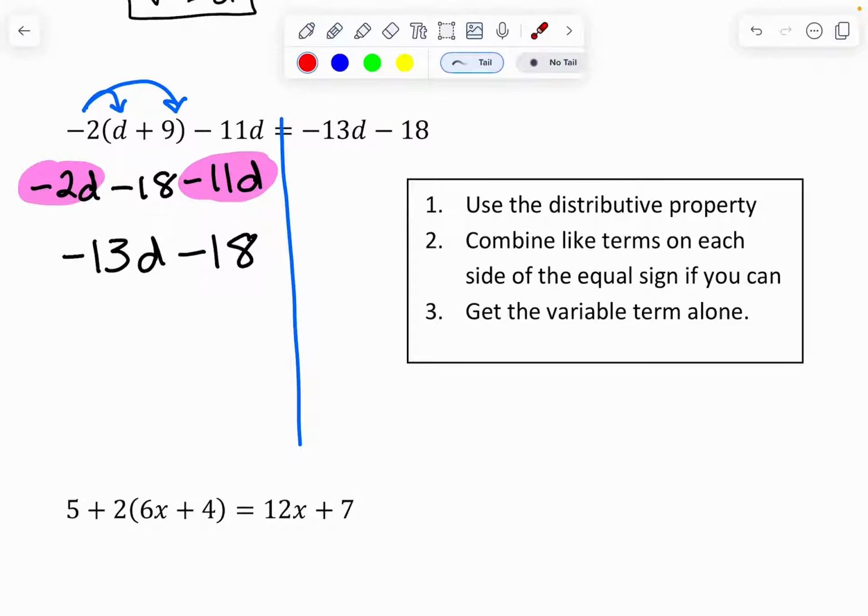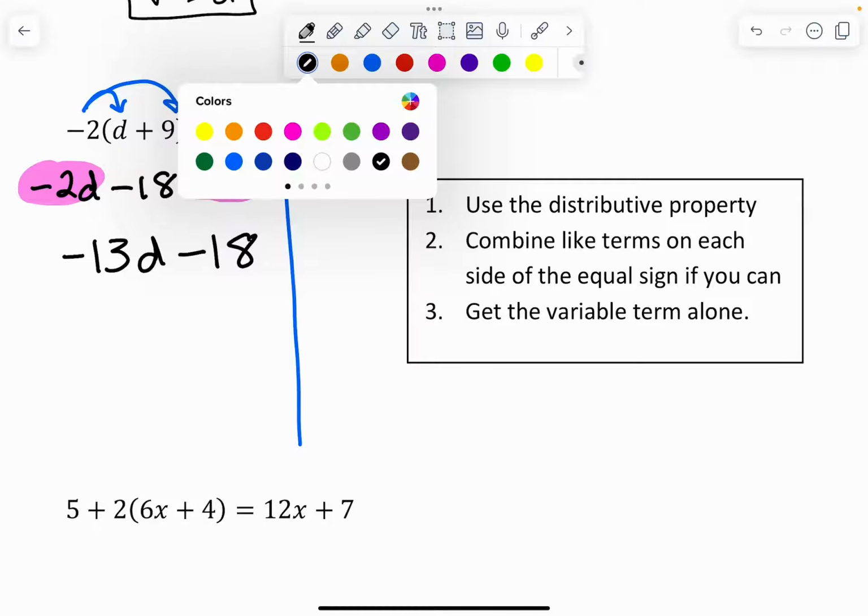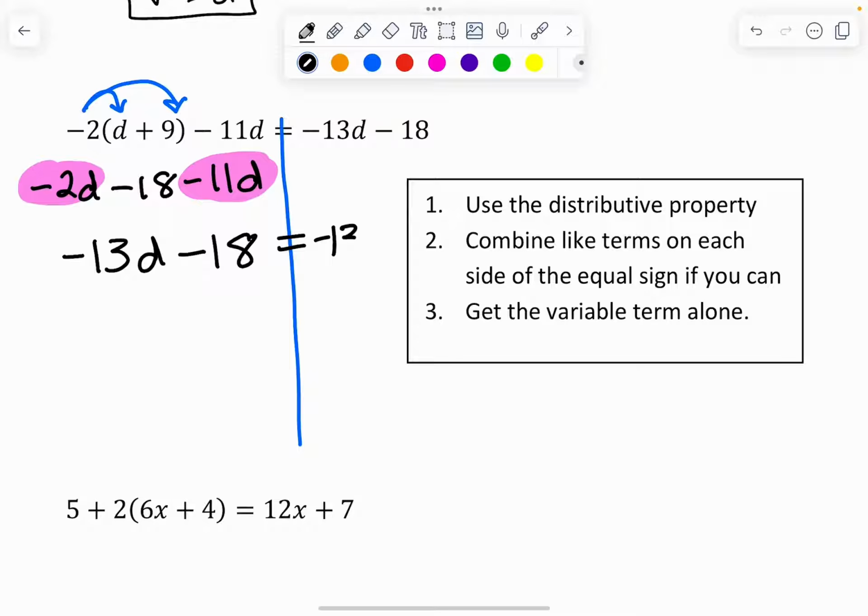So now we need to look at the right side of the equal. We don't have parentheses, so we don't need to distribute, and we don't have like terms, so there's nothing we can do on the right side, so we're just going to copy it the way that it is. So we have 13d minus 18. Now, we're going to put all the d's on one side together. So we're going to add 13d to both sides.